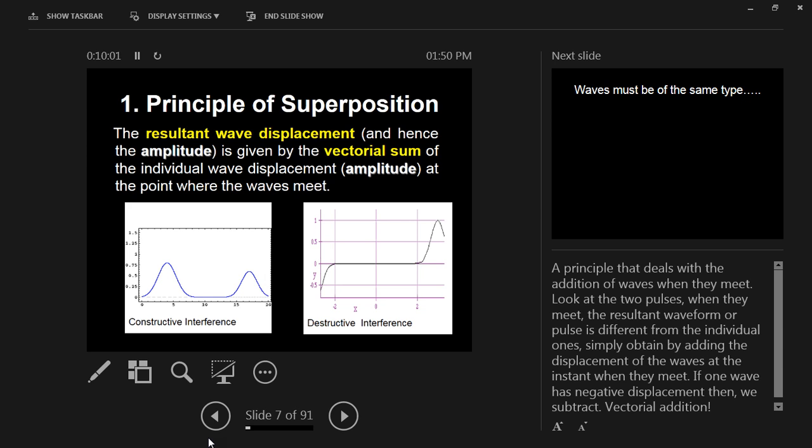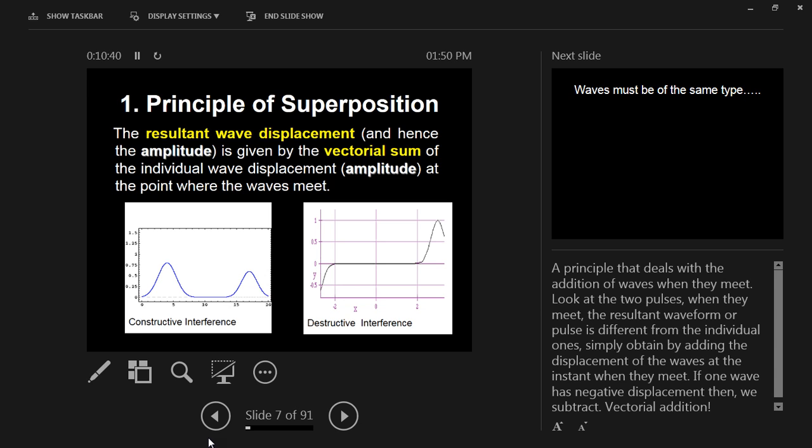What is the principle of superposition? Those highlighted in yellow, very important. It states that the resultant wave displacement, that is the total displacement, or if you are referring to the maximum displacement, then the amplitude, is given by the vectorial sum. Very important, that is the vectorial sum, not the algebraic sum. Algebraic sum means you don't care about direction. Vectorial means you care about the direction of the individual wave displacement or amplitude at the point where the waves meet.